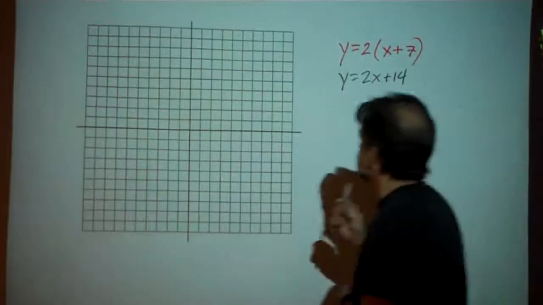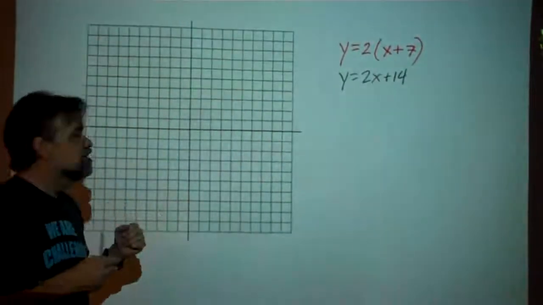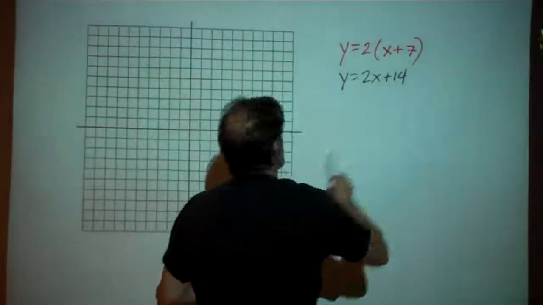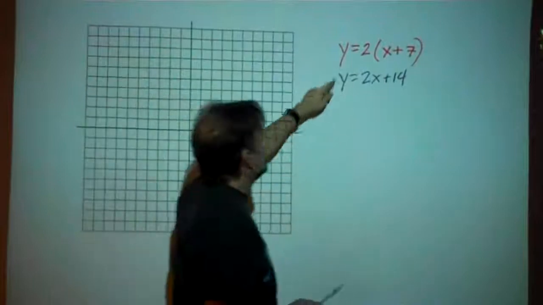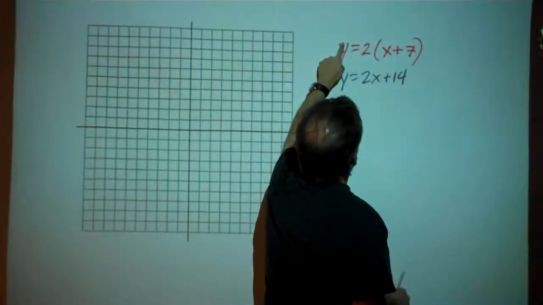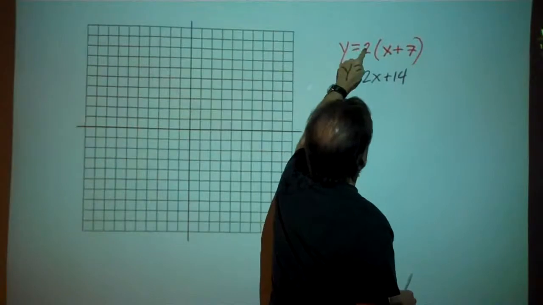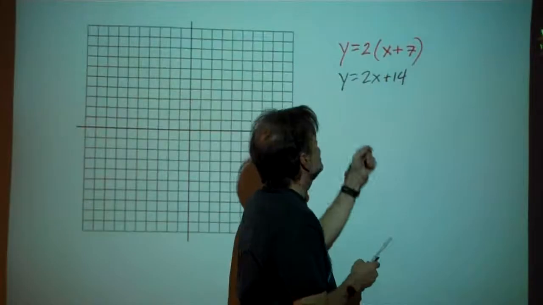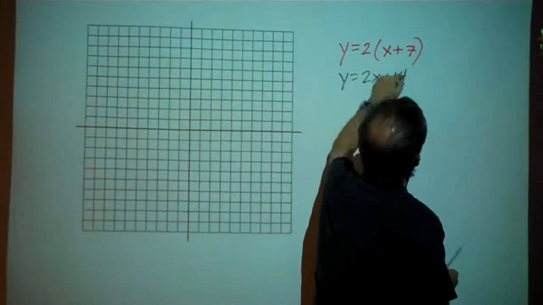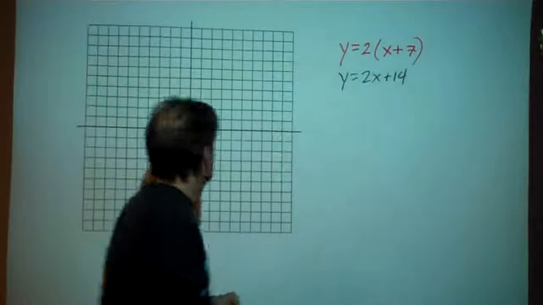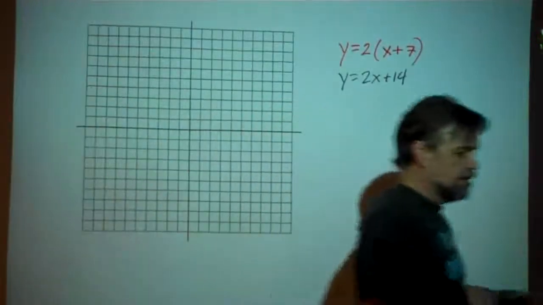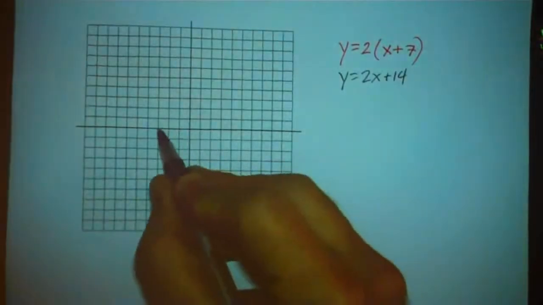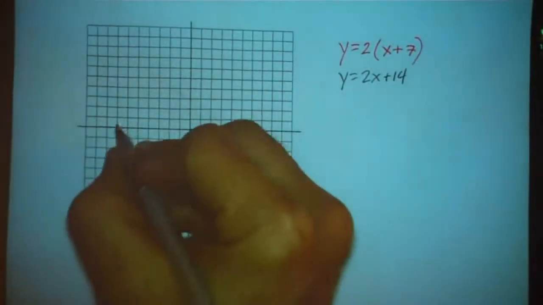So what do I have to do? Instead of using the y-intercept, I have to use some other point to start off my graph. Well, let me see. Let's try the x-intercept. If y is 0, that means I have 0 equals 2 times, well, this would have to be 0, because 0 equals 2 times 0, right? So x plus 7 would have to be 0. That means x would have to be negative 7. Huh, okay. Well, let me try that. Let me say 1, 2, 3, 4, 5, 6, 7, negative 7, 0.